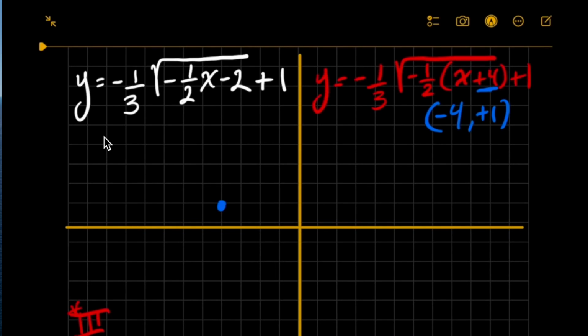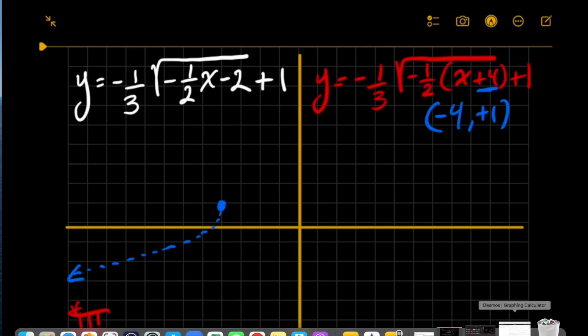So if that was a negative 1, we would get something like this perhaps. But because that's a negative 1/3, we're going to get something that is less steep, less of a bounce. So my prediction is we're going to get something like this. Okay, let's look at Desmos and see what they say.